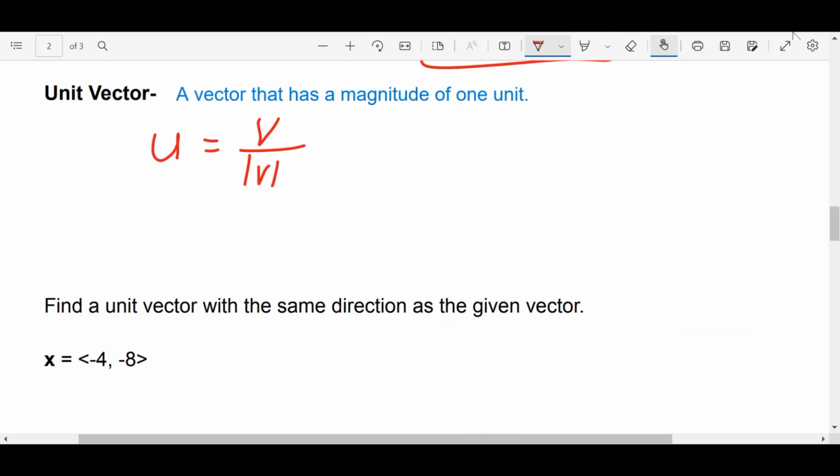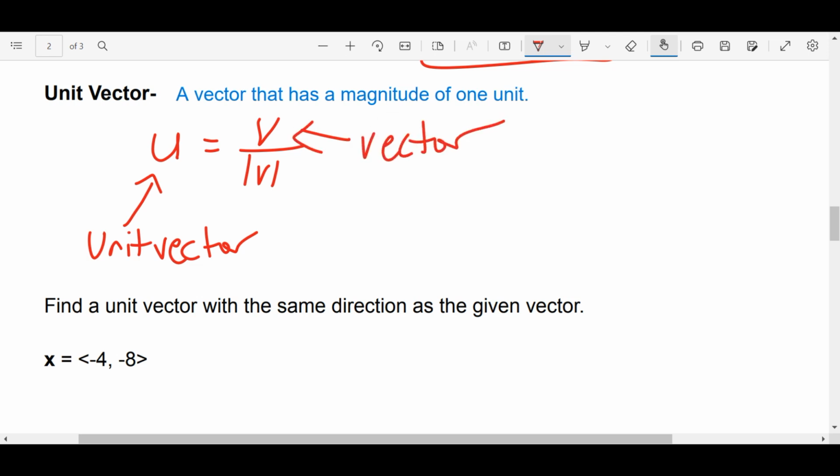All right, so we're going to talk about unit vectors next. A unit vector is a vector that has a magnitude of 1 unit. In order to find that, this looks like a weird equation here, but it's really not. U is just our unit vector. V is the vector itself. And this, hopefully you remember from earlier in this video, is the magnitude of V. So really, all you're doing is taking the vector, finding its magnitude, and then dividing the whole vector by its magnitude. Let's do an example together.